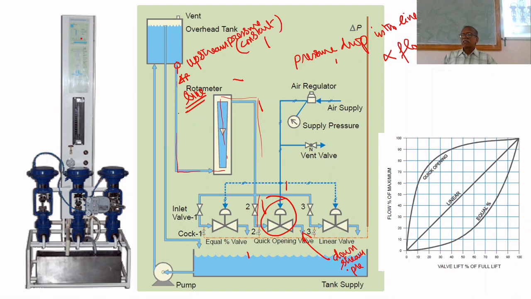For 100% opening, what is the flow rate? 100% flow rate, maximum flow rate. For 50% open, 50% flow rate. For 25% open, let us assume 25% flow rate. So, as opening varies, the flow rate varies. As flow rate varies, the pressure drop in the line varies. So, the pressure drop in the line is a function of flow rate.